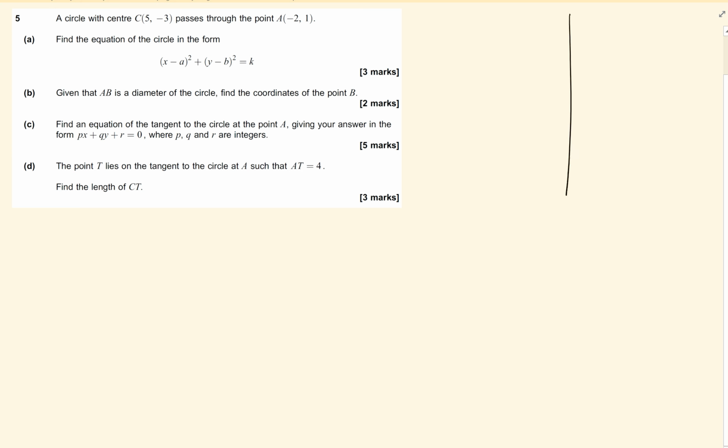So I'm just going to draw in my axes and I'm going to say, right, well, my circle, 5 minus 3. So 5 along, 3 down. Somewhere here is the centre of my circle. And then point A, minus 2, 1, somewhere up here. So I've got some sort of circle and I'm just going to try and draw it roughly around, like that. So that's something like my circle. It doesn't look great, does it? But it gives me an idea of what I'm working towards and will really help me think about my radius.